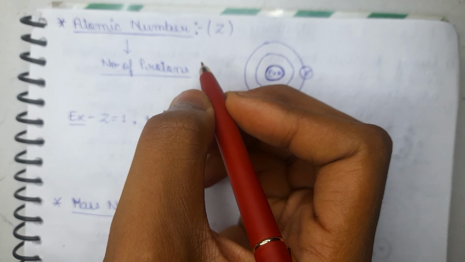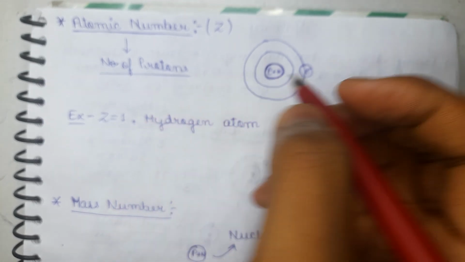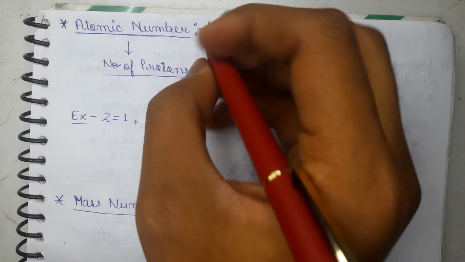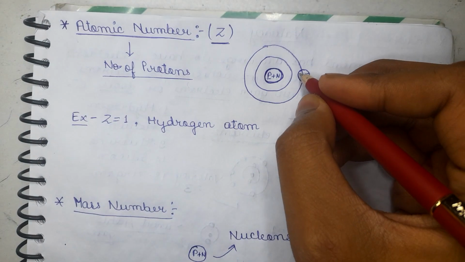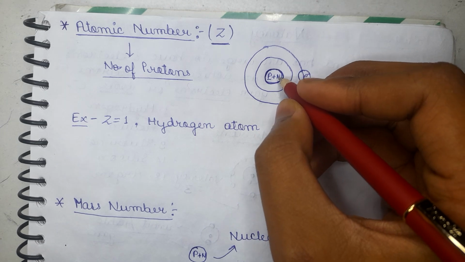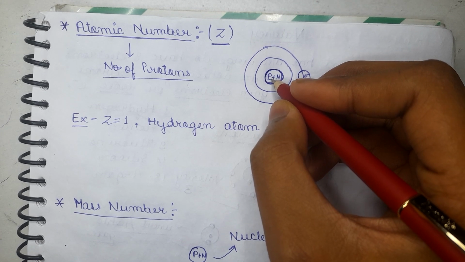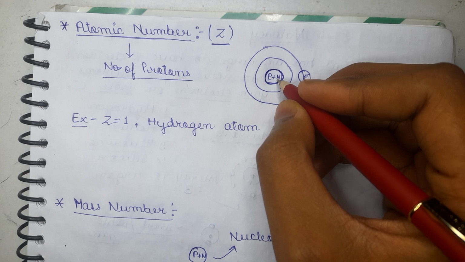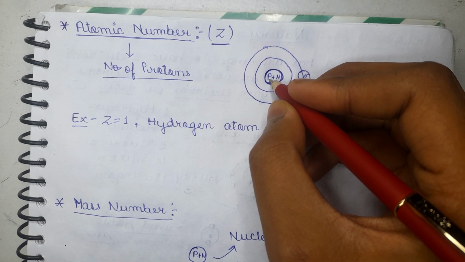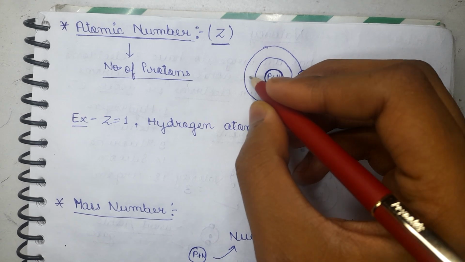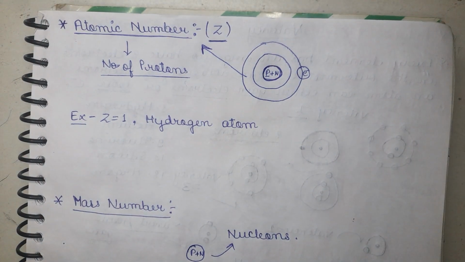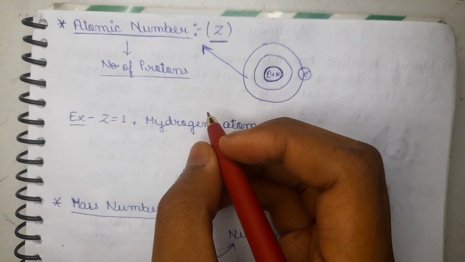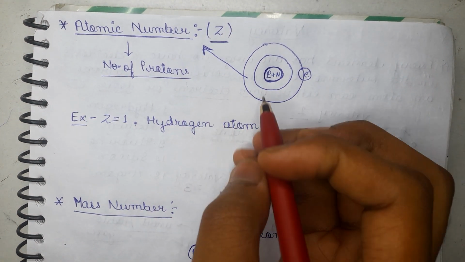Atomic number is basically the number of protons of an atom, which determines the atomic number, and it is represented by the alphabetical letter Z. We all know that the nucleus consists of protons and neutrons. Protons plus neutrons is the mass number, and if we take out the number of protons, that is the atomic number. All atoms of an element have the same atomic number. In fact, elements are defined by the number of protons.